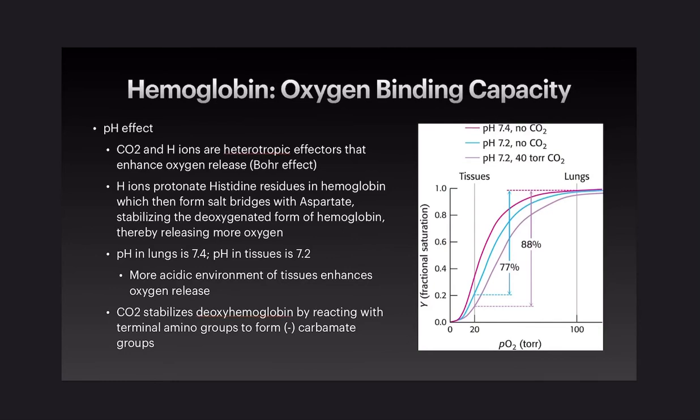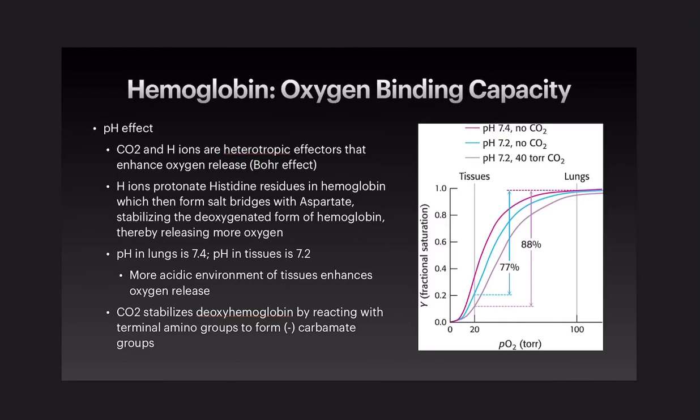We also have to take into consideration the pH of the blood in the lungs versus the pH of blood in the tissues. So CO2 and hydrogen ions are heterotropic effectors that enhance oxygen release in something called the Bohr Effect. H ions protonate histidine residues in hemoglobin, which then form salt bridges with aspartate, stabilizing the deoxygenated form of hemoglobin, which thereby releases more oxygen. So the more acidic we are, the more deoxygenated hemoglobin we're going to have.